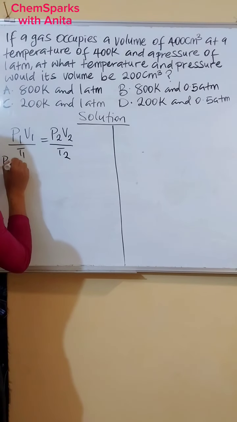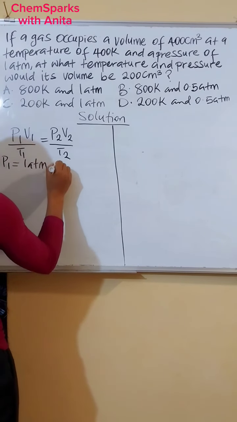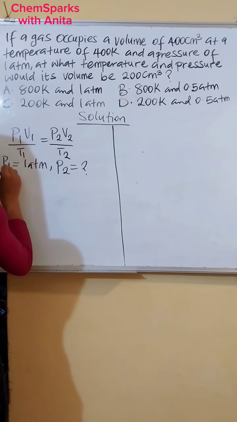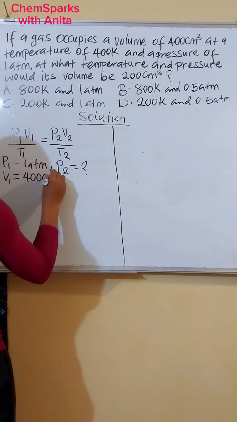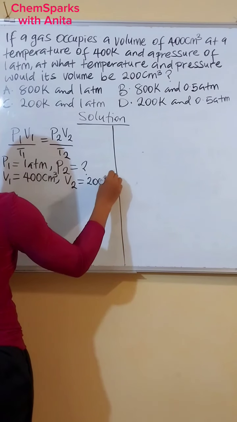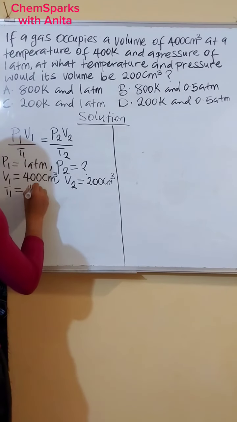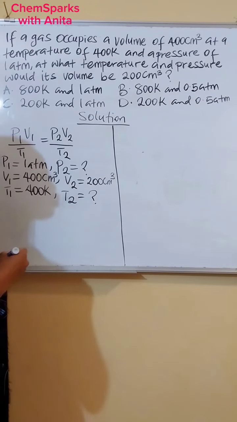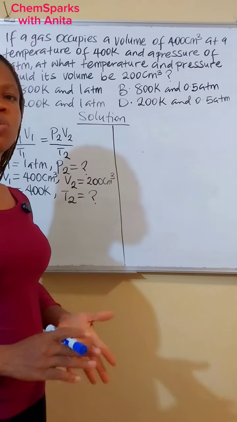From the question, our P1 is equal to 1 atm. We don't know our P2, so we are looking for the P2. Our V1 is equal to 400 cm³. The V2 is equal to 200 cm³. The T1 is equal to 400 Kelvin. And the T2, we don't know our T2 either. So we have 2 parameters that we have to find.